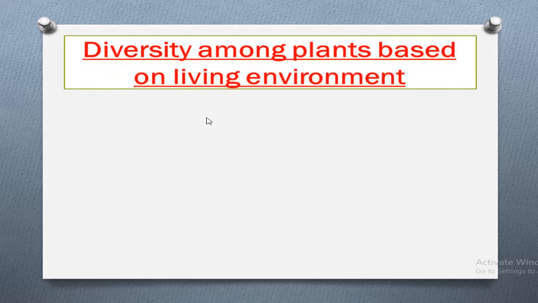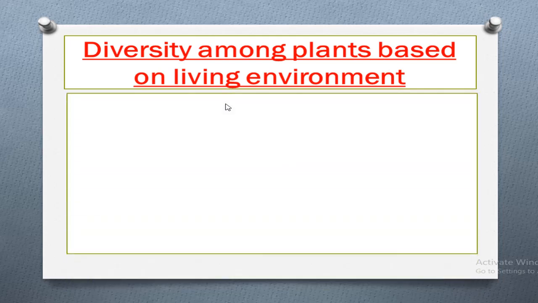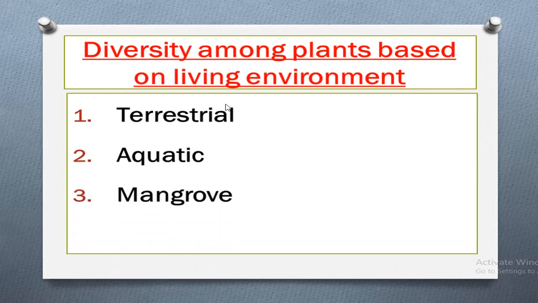Right. Next one. Diversity among plants based on living environment. According to the living environment also, plants can be divided. Terrestrial plants, aquatic plants, mangrove plants and coastal plants are the different types of plants that differ according to the living environment.